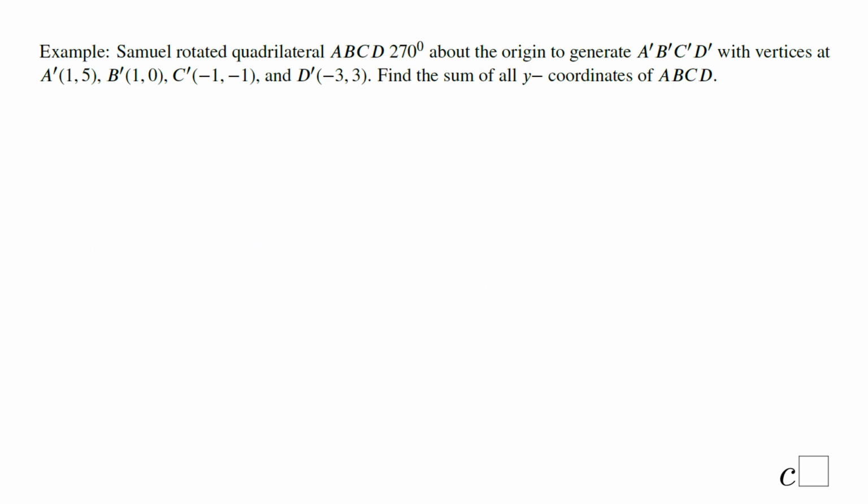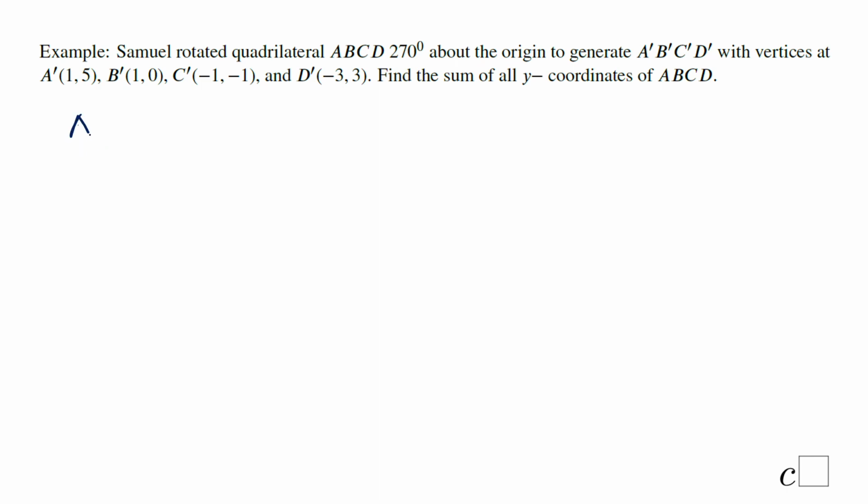Let's take a look at this problem. Samuel rotated quadrilateral A, B, C, D 270 degrees. It doesn't mention direction, so that would be counterclockwise about the origin, and he gets the new quadrilateral A prime, B prime, C prime, D prime, which you see here. Find the sum of all y coordinates. So let's try to do it here.